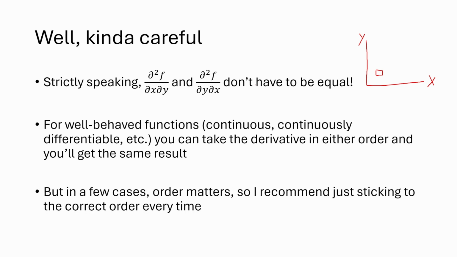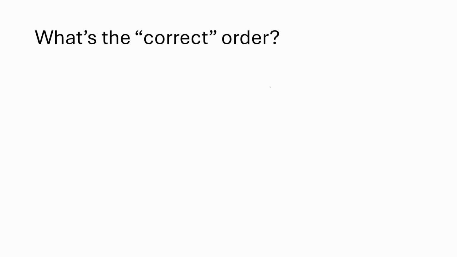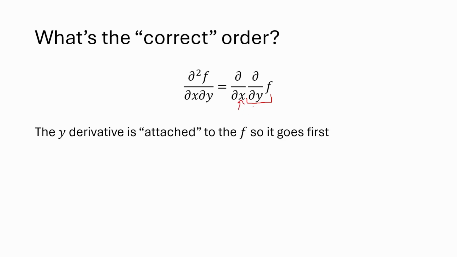So it's better to just have good habits and always follow the order as it's written, and then you'll never get into trouble. Okay, so how do you follow the order as it's written? This is where you just need to write out what you mean to see how it happens. This is the x derivative of the y derivative of f as it's written. So that means that you take the y derivative first, and then the x derivative will act on that.